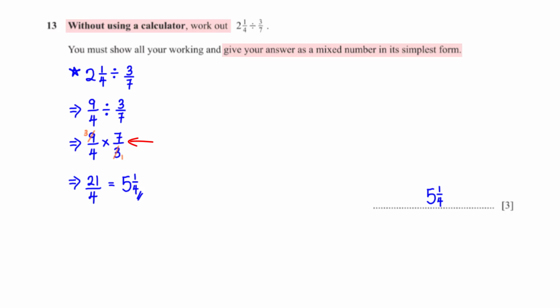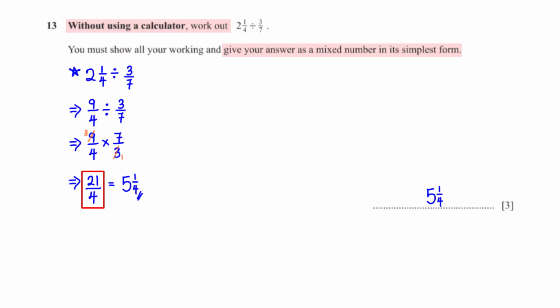In the next step, we have 9/4. Then we replace the division with multiplication. And then we bring in the reciprocal of 3/7, which is 7/3. 3 goes into itself once and goes into 9 3 times. So for the numerator, we have 3 times 7 giving us 21. And for the denominator, we have 4 times 1 giving us 4.